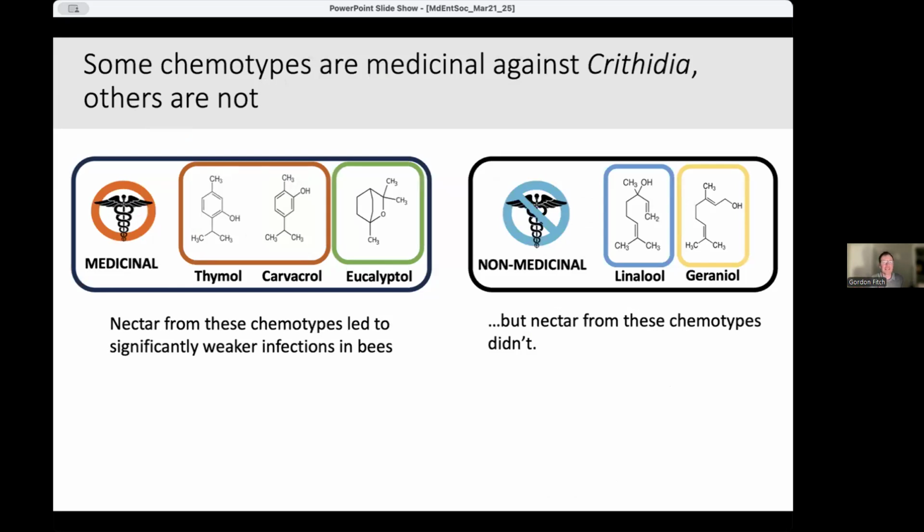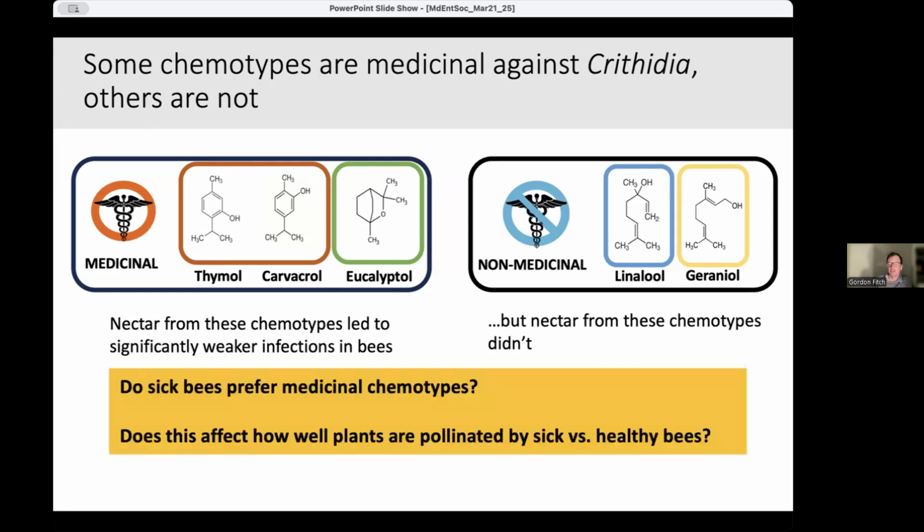So the cool thing, the first thing that I found out with this plant that got me really excited about this, is when you feed bees that are infected with this Crithidia parasite nectar from these different chemotypes, some of the chemotypes have nectar that is antiparasitic, meaning bees feed on it and then afterwards they have less Crithidia. And some of these compounds are not antiparasitic, so they don't have any effect. So specifically, the really common ones, thymol and carvacrol, both are medicinal, also eucalyptol. And then these non-medicinal ones are the ones that smell like lavender and lemon.